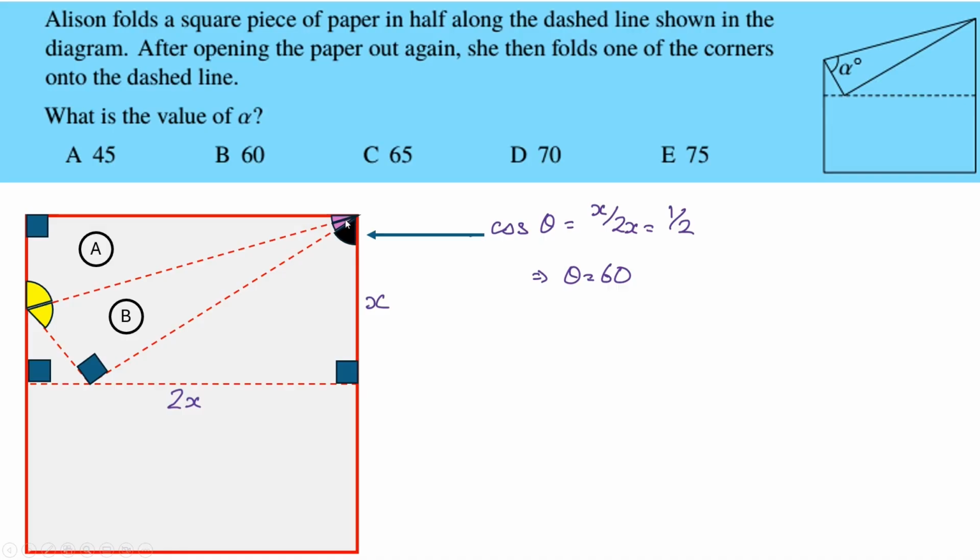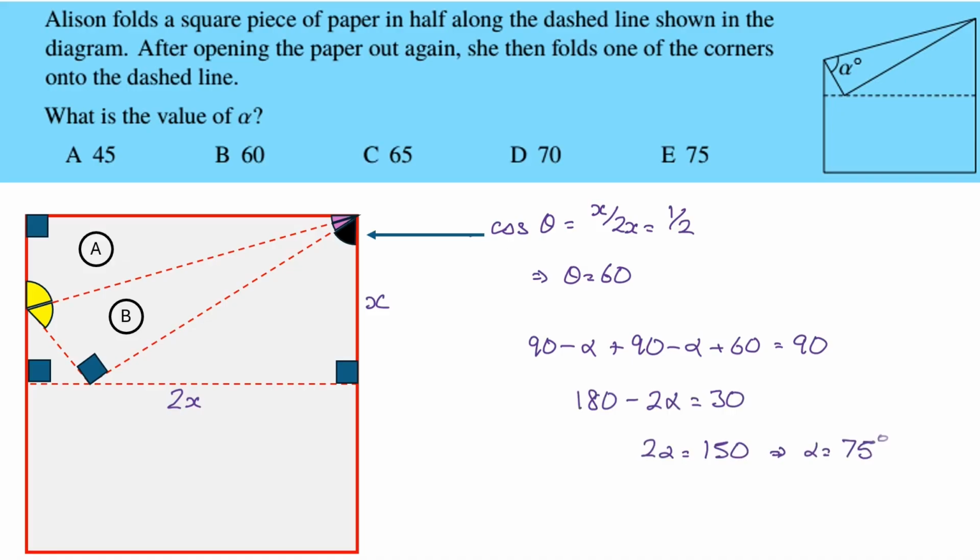I know the total of these angles in the top right are 90. Set up my equation. So I've got 90 minus alpha plus 90 minus alpha, which are the purple angles, plus the 60 I've just worked out. That equals 90. Bit of rearranging. 180 minus 2 alpha is 30. Solve it now, and that gives me alpha is 75. And the answer to today's question, pretty satisfying if you've got there, it's a good question, is 75 degrees, or answer E.